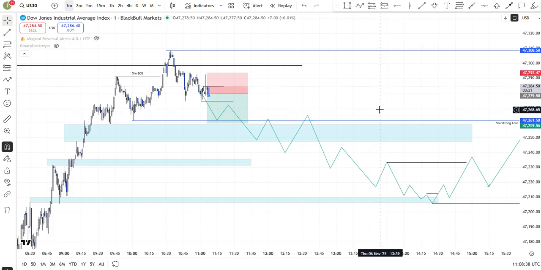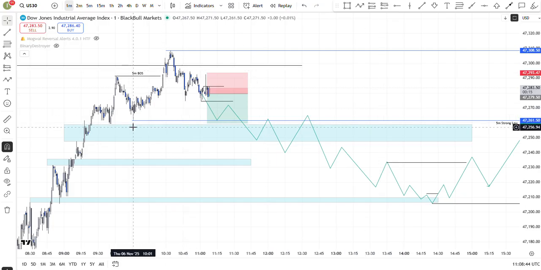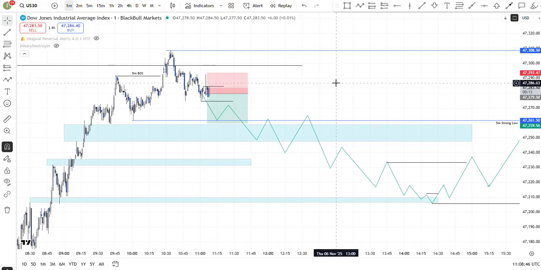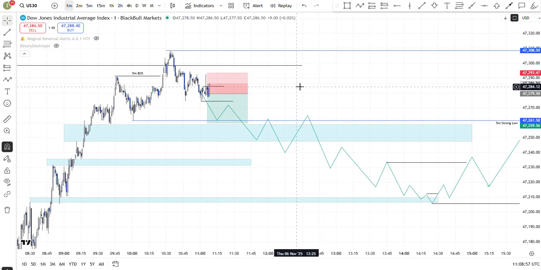I'm looking for 10-20 pip trades off a scalp as I was going up and down between these levels, because I knew where the probability was going to lie. But I'm not going to try and hit massive trades at this stage. I want something much bigger, much easier to confirm, higher time frame confluence.